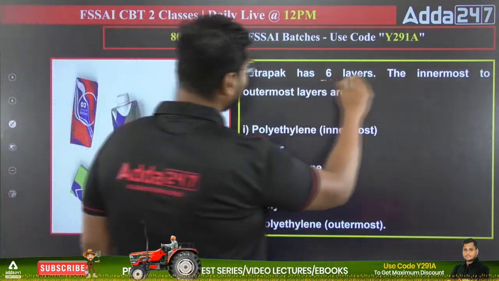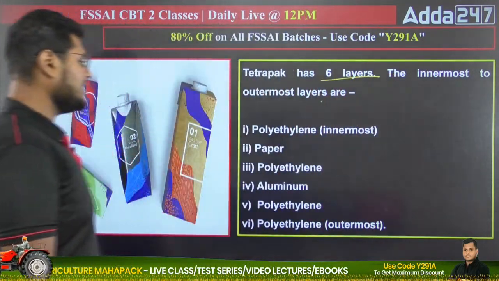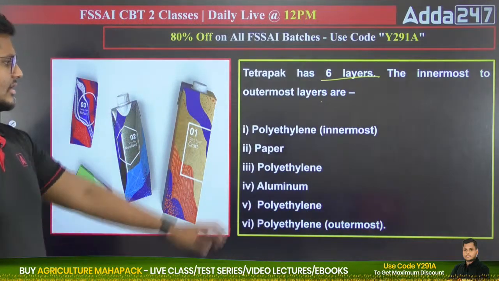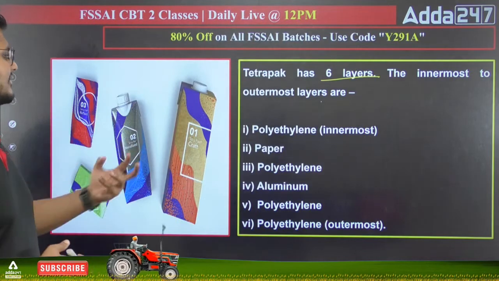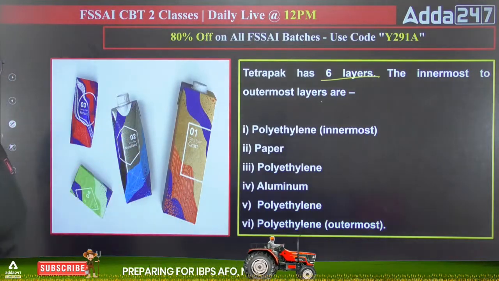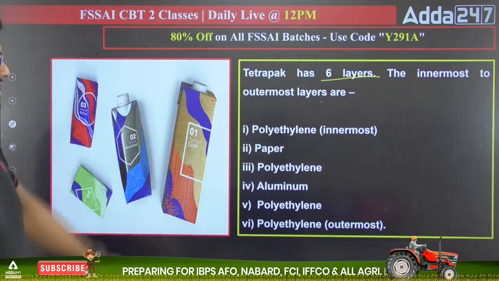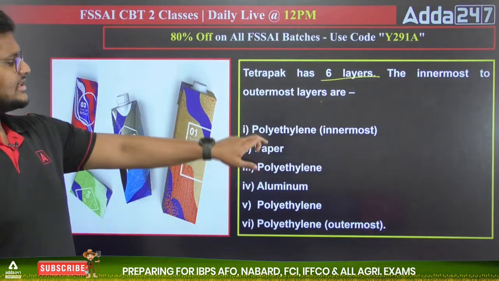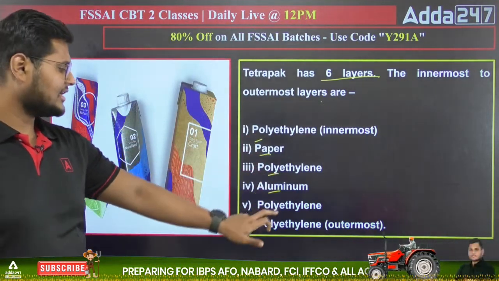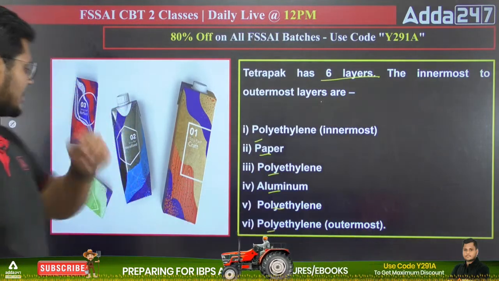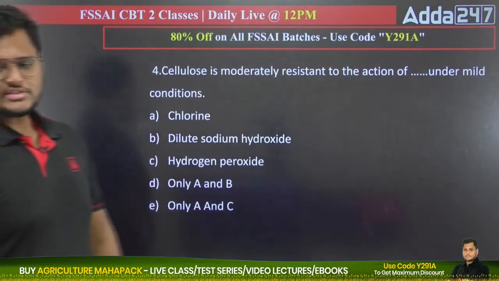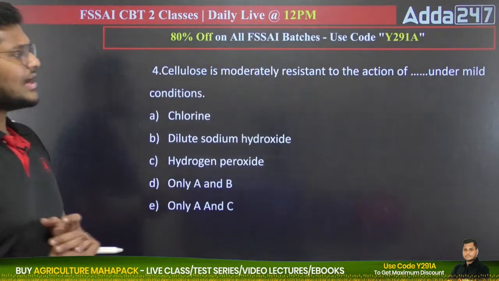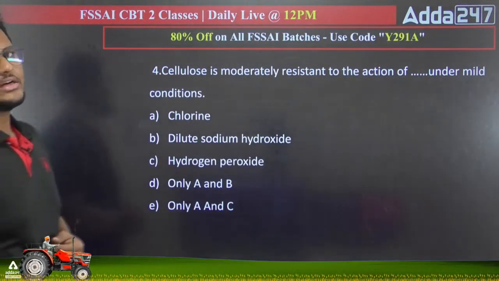The innermost to outermost layers are polyethylene, paper, polyethylene, aluminium, polyethylene, and polyethylene outermost. So basically there are different layers in the Tetra pack. Innermost is polyethylene, then paper, then again polyethylene, then aluminium, then again polyethylene and polyethylene outermost. Oh, sorry.